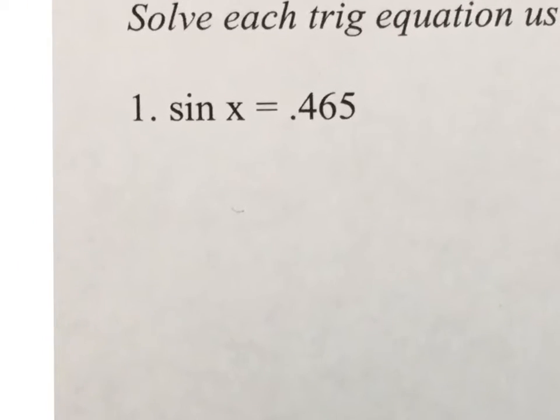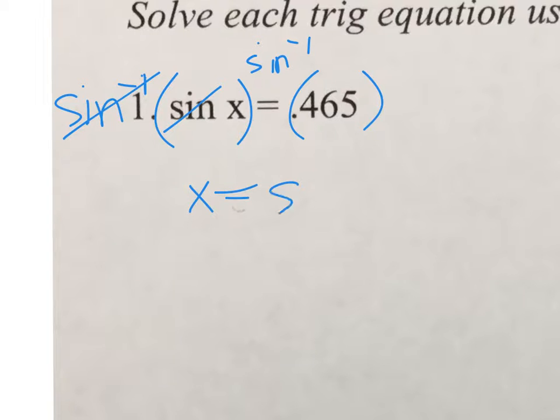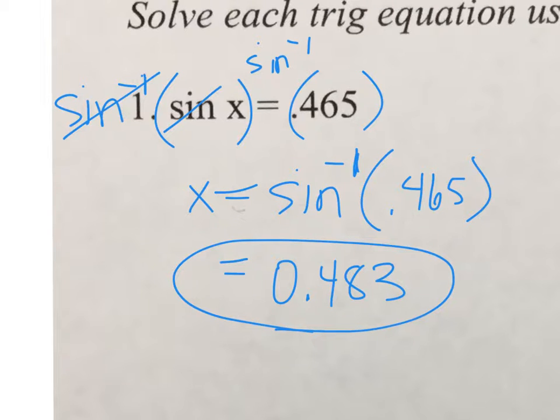So we always solve trig equations by getting rid of the sine, in this case. So we take the inverse sine of both sides. Okay, inverse and sine undo each other. So x is the inverse sine, or the angle where the sine value is 0.465. So we put this into our calculator and we get 0.483 as one of your answers.